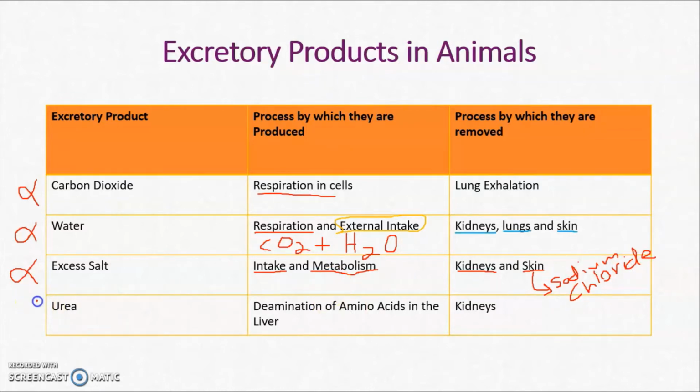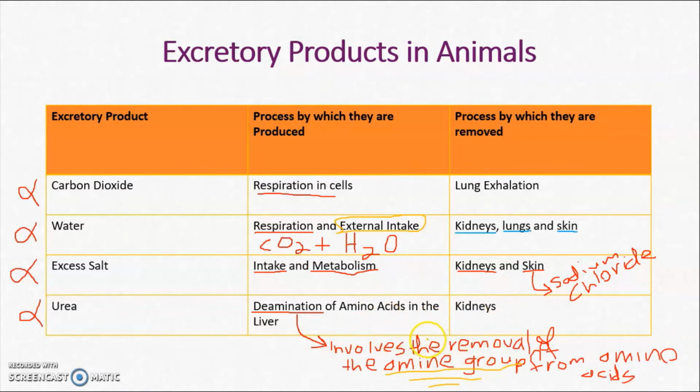The fourth excretory product is urea. Urea is produced in the liver by a process called deamination, and during deamination you remove the amine group from the amino acid, because remember, your body cannot store amino acid. So deamination involves the removal of the amine group, and that amine group is then used to form ammonia, and then the ammonia is converted to urea, which is incorporated into our urine, and which we get rid of from our body.